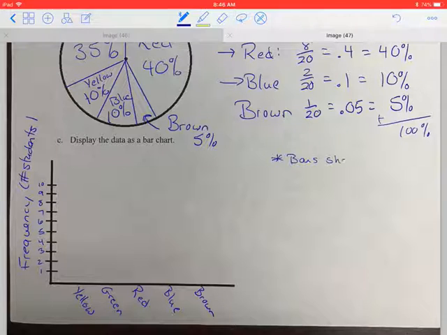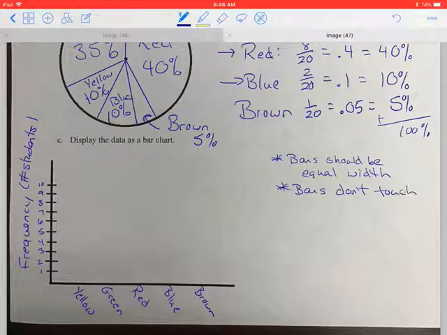All right, so when you're making a bar chart, a couple of things. Bars should be equal width. And again, I'm not going to get out the ruler and check this, but it needs to be somewhat close. And on this type, the bars don't touch. We're going to do one in the next video where they do touch. The reason they don't touch is down here, we're working with color. All right, we're not working with numbers, okay? We're working with an attribute that doesn't have numbers, so we want to keep those separated.